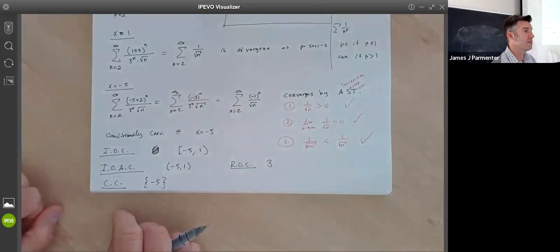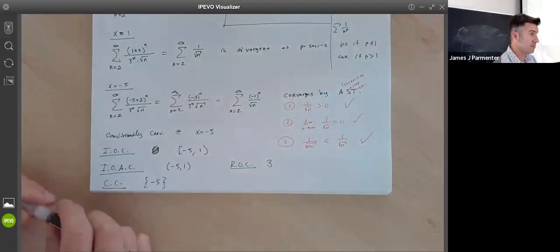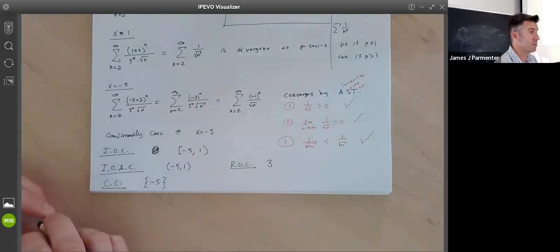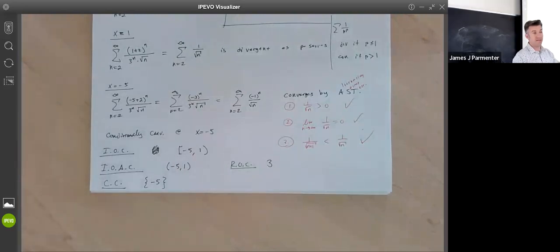For interval of convergence, does it always include an endpoint that conditionally converges? Nope. So I'm going to say this is a general statement: endpoints are always a grab bag. Endpoints can literally be anything. They can both absolutely converge. They could both conditionally converge. They could both diverge, or you could have one doing one thing and one doing something else. And they can literally do one of each.